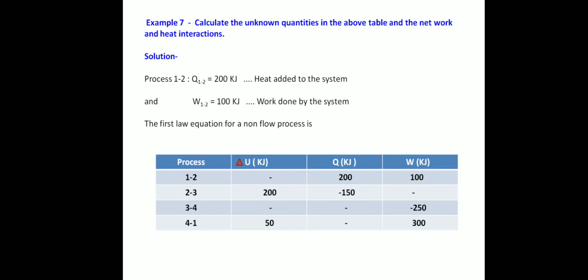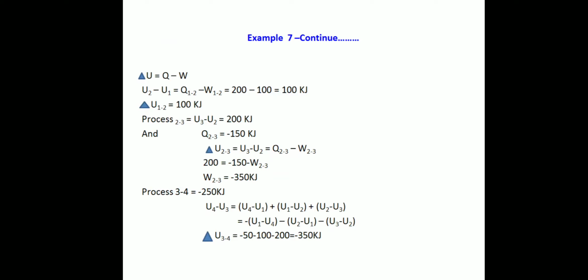So let us start with the 1-2 process. In the 1-2 process, the given data is 200 kilojoules Q and 100 kilojoules W. So how to calculate delta U? Simple equation, delta U equal to Q minus W. Put the value, that is Q as 200 kilojoules, W as 100 kilojoules. We get delta U as 100 kilojoules. In the similar way, we can calculate the different values for the 2-3 process.